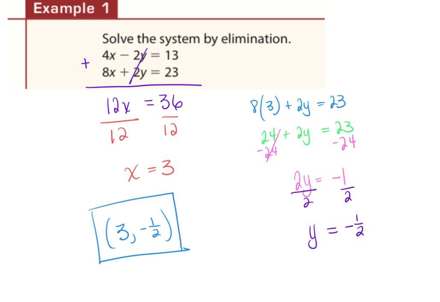And that is elimination. So it's really nice when they're given to you with the variables already opposites of each other.